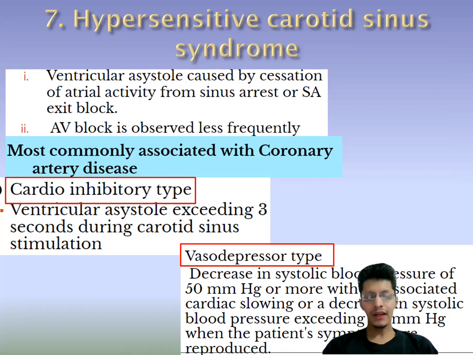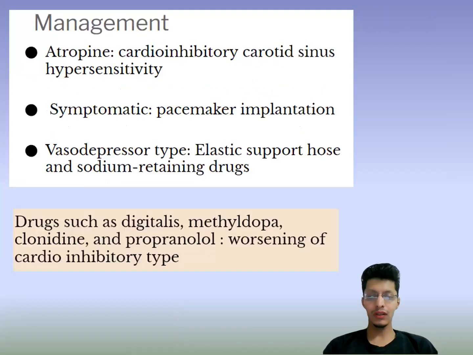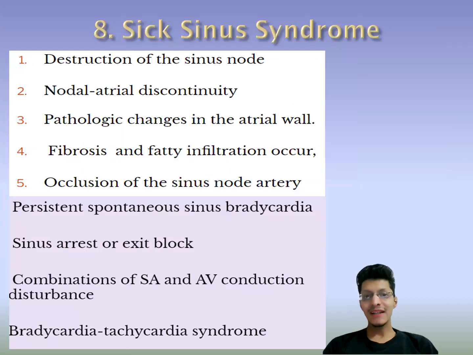It is either cardio-inhibitory or vasodepressor. In the cardio-inhibitory type, there's a phase of ventricular asystole for more than 3 seconds during carotid sinus stimulation, and in the vasodepressor type, there's a fall in SBP of more than 50 mm. This is a very sick state because you cannot give propranolol, clonidine, or methyldopa. For cardio-inhibitory, you can try atropine, and for the vasodepressor, you can give elastic stockings and sodium retaining drugs.